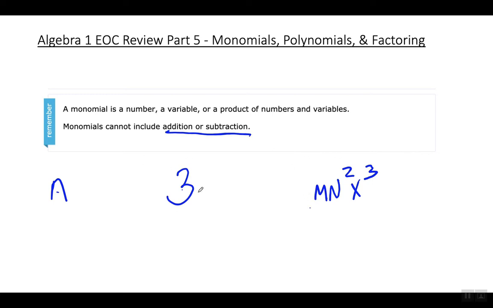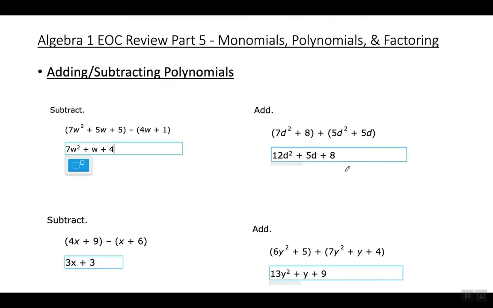Un monomio es un número o una variable o un producto de números y variables que no incluye sumar ni restar. Okay. And polynomials are when you have several monomials together, separated by addition or subtraction. Polinomios son cuando tiene varios monomios juntos, separados por sumar y restar. All right, so just real quick, this is a monomial, this is a monomial, and so on. Try saying that fast.